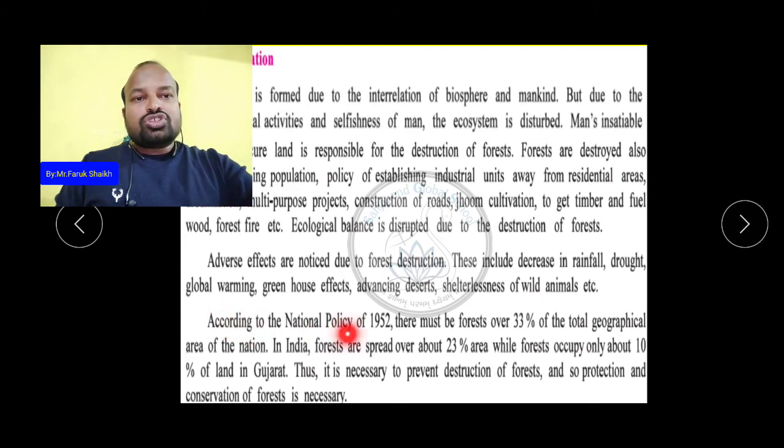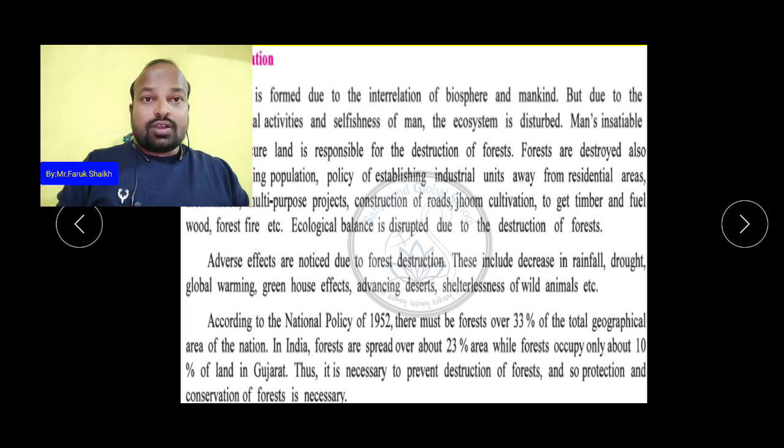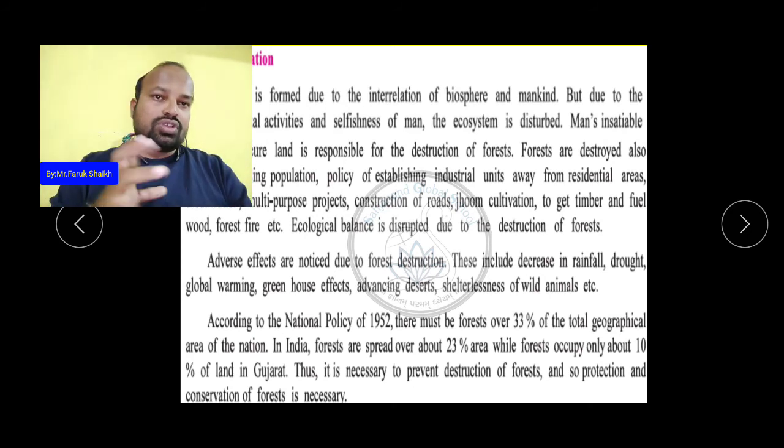So according to the national policy of 1952, there must be forest over 33% of the total geographical area of the nation. यानी कि पूरा देश है उसका 33% में जंगल होना चाहिए. How much? 33% of the geographical area of the nation. In India, forests are spread over about 23% of the area, while forests occupy only about 10% of land in Gujarat. In Gujarat में 10% the Gujarat की lands the forests are occupied.